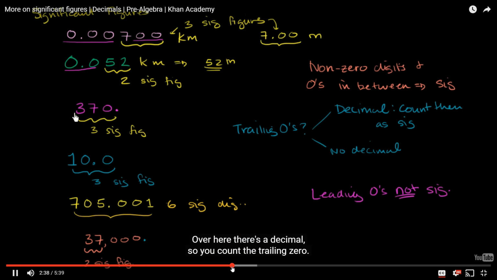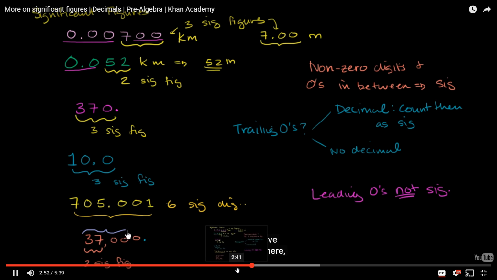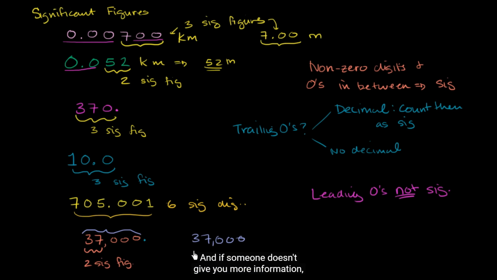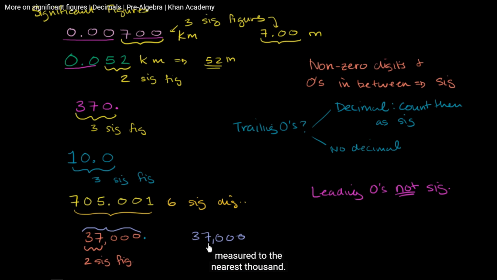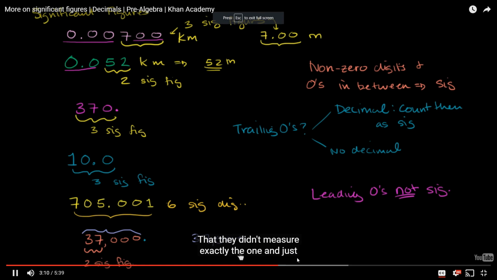Here, there's a decimal, so you count the trailing zeros. There are no trailing zeros here. And over here, if you put a decimal, you would count it. If you have the decimal there, you would count all 5. If you didn't have the decimal, if you just had 37,000 like that, it's ambiguous. If someone doesn't give you more information, your best assumption is that they measured to the nearest 1,000.